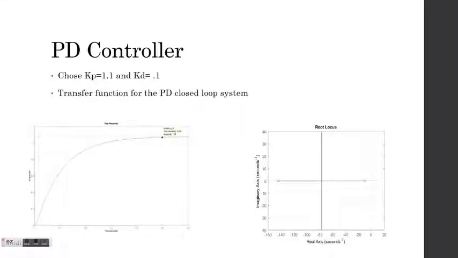This is the result from the PD controller when I chose a proportional value of 1.1 and a derivative value of 0.1. As you can see, the value of the step response levels off at about 1.6, and the time it takes to get there is about 0.49 seconds. This is not the most ideal situation since the time is so long. A plot of the root locus is shown on the right-hand side.